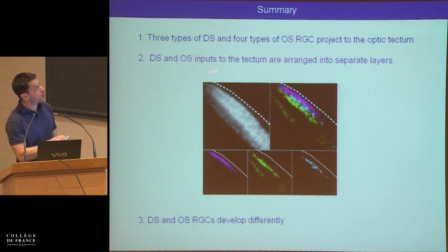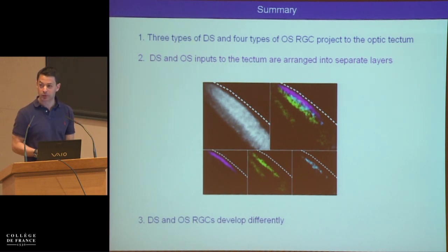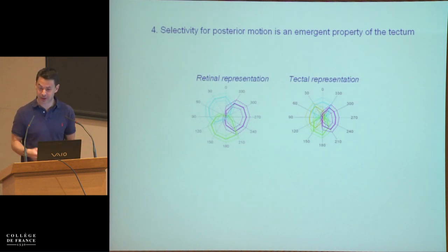These inputs to the tectum are arranged into separate layers, and these 2 subtypes develop differently. Everything about direction selectivity seems invariant, whereas orientation selectivity, particularly their functional organisation, refines over time. So I don't think retinal ganglion cells can be treated as one simple class. They're different. And lastly, this was our most striking result, is how the tectum transforms the retinal representation of motion direction. This is something that I think we're going to be studying for at least a few years. Hopefully I can give this talk again, tell you how it does it.